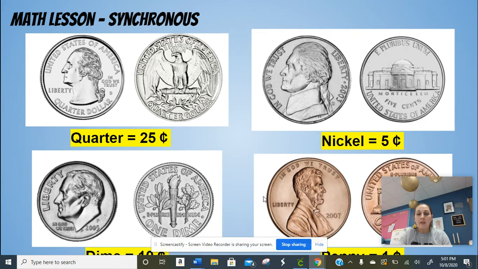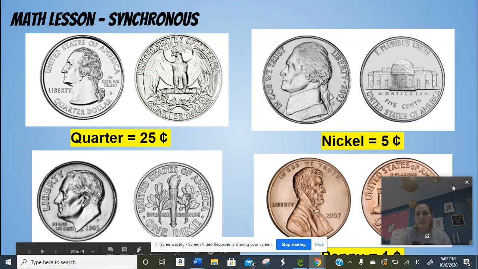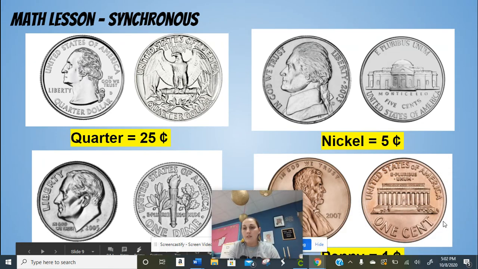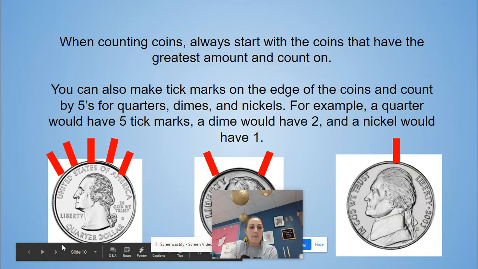And then at the bottom, right underneath the nickel on the bottom right is a penny, and we have Abraham Lincoln on the penny, and then we also have the Lincoln Memorial here. So that is what we would see on a penny, and a penny is worth 1 cent. Okay, let's go to our next slide.